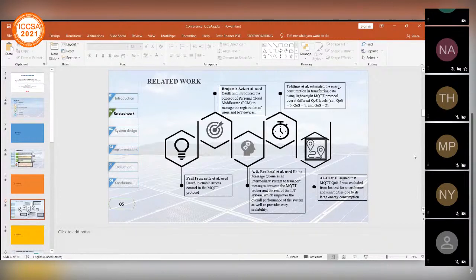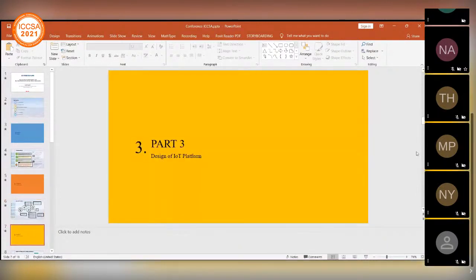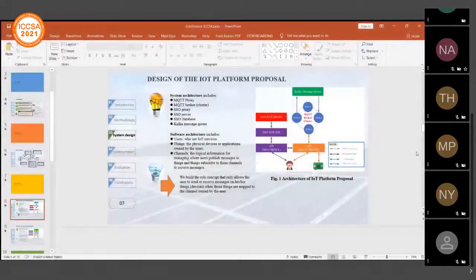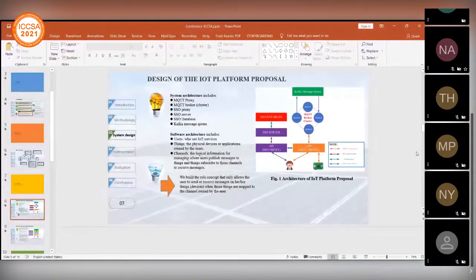We go to part 3, design of the IoT platform. You can see Figure 1 illustrates our architecture of the IoT platform. Our architecture is divided into two parts: the system architecture and the software architecture. The system architecture includes MQTT proxy, MQTT broker, which is deployed as a cluster, single sign-on proxy, single sign-on server, single sign-on database, and Kafka MQ.